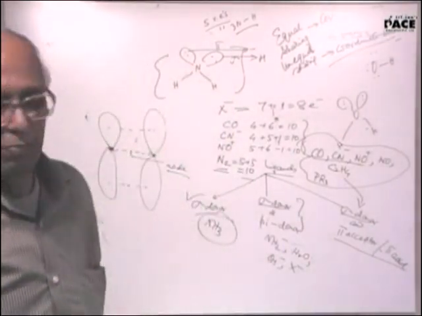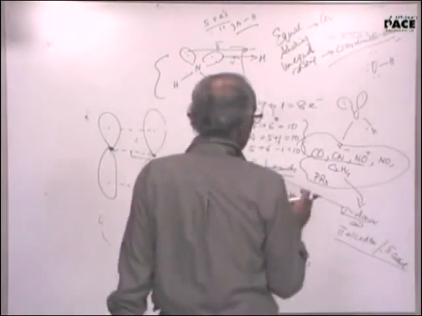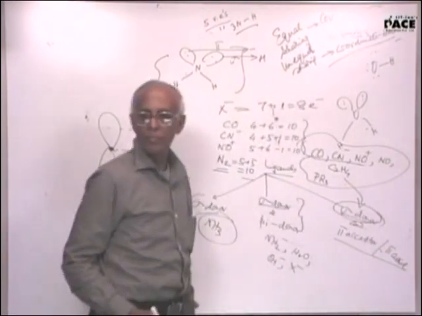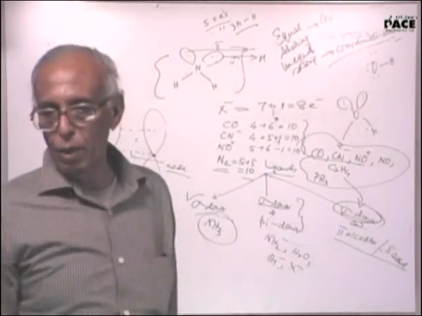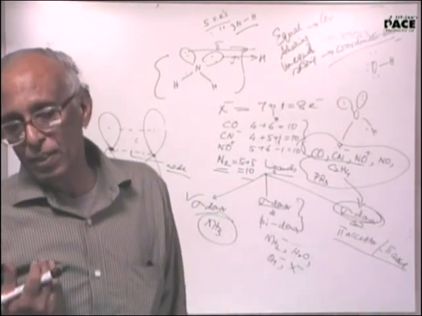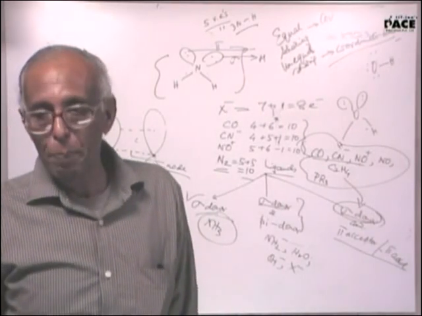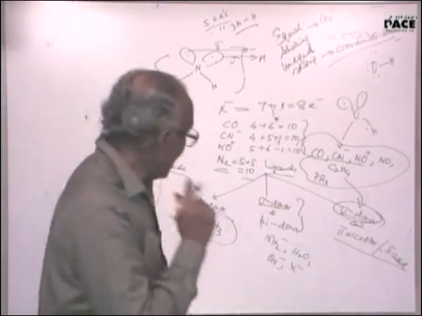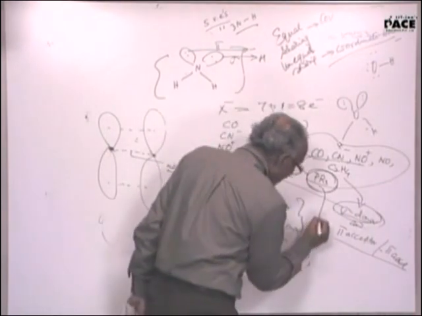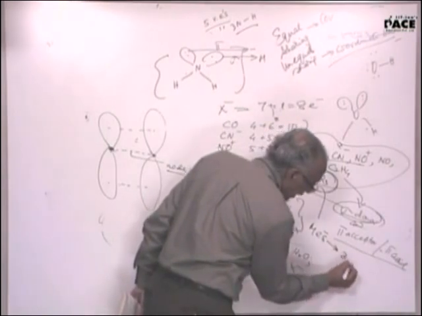Each of them have lone pairs, and they function as a sigma donor by giving a pair of electrons to the metal, and they accept the electrons from the metal to its antibonding orbital, 2p pi star orbital, except here where the metal electrons enter into the vacant 3d orbital.